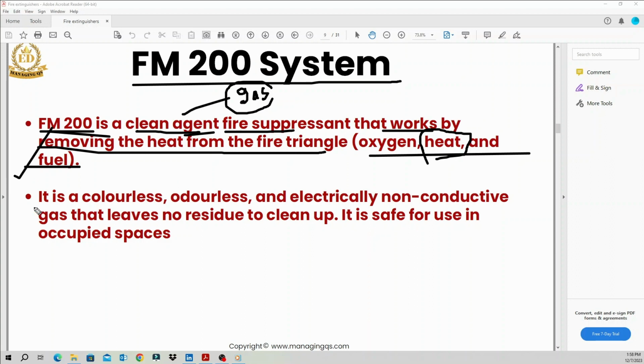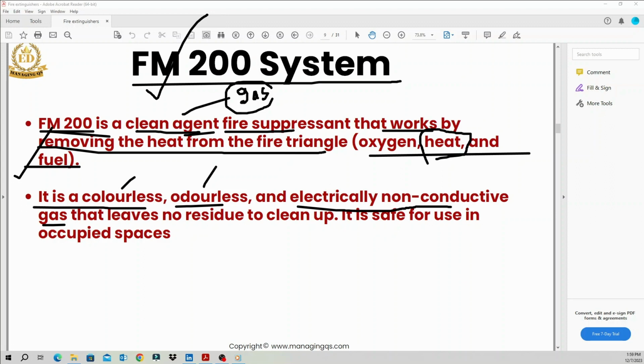The second one is that it is colorless. So this gas has no color. Then odorless. It has no smell. And it is an electrically non-conductive gas. That is a very key point. If the gas were electrically conductive, it would cause a huge disaster, apart from the fire. So we should be very careful about the gas we use in the firefighting system. We should know properly that it is electrically non-conductive. So this is a small introduction to the FM200 system.